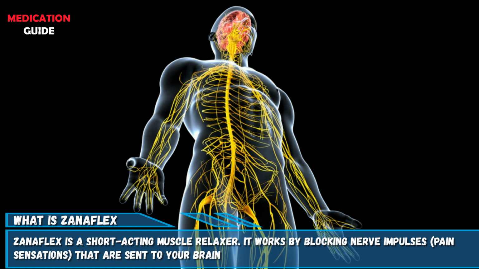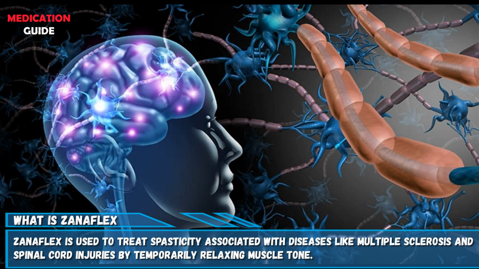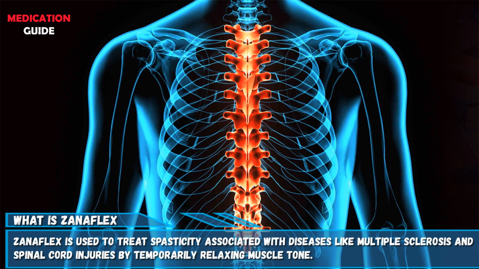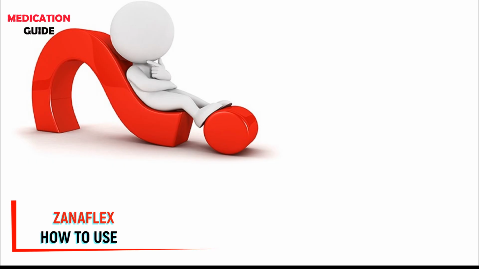ZANAFLEX is a short-acting muscle relaxer. It works by blocking nerve impulses that are sent to your brain. ZANAFLEX is used to treat spasticity associated with diseases like multiple sclerosis and spinal cord injuries by temporarily relaxing muscle tone. How to use ZANAFLEX?